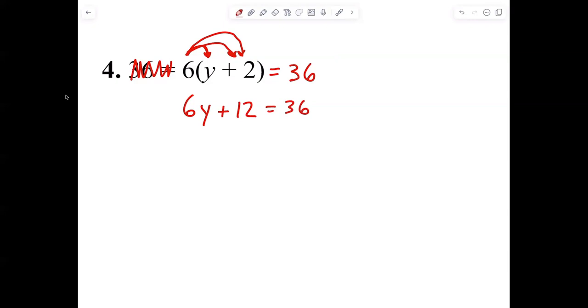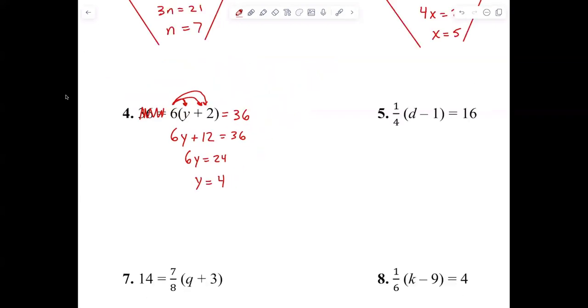Now what do I do to both sides? Minus 12. Yes, and so what's 36 minus 12? There you go. 6y equals 24. Now what? You do 24 divided by 6, and that is, of course, 4. y equals 4. So now you got to just make sure you get the distributive property down. All right, listen to Sarah.